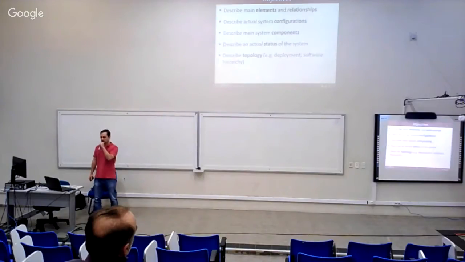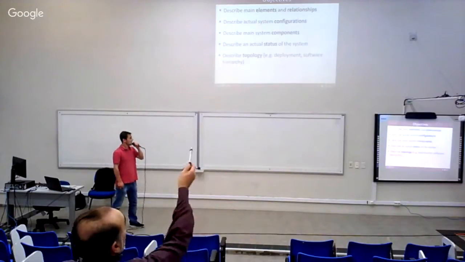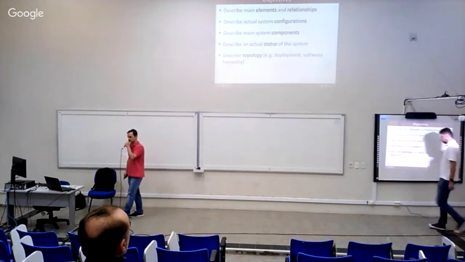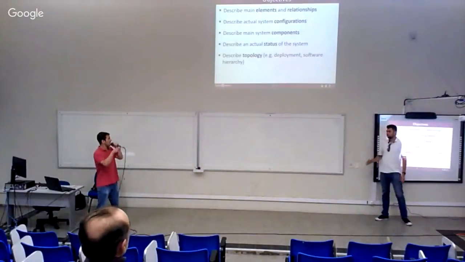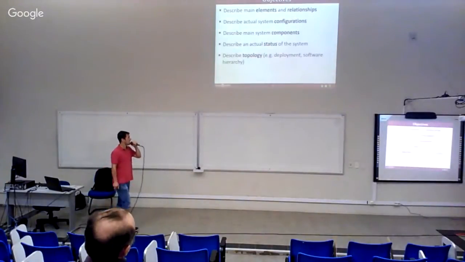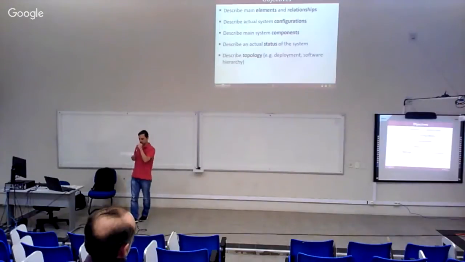Describe the main elements and relationships in our system. We can also describe actual system configurations. We want to describe the components in our system. We also want to somehow describe the actual state of our system, and structural modeling supports also these aspects.